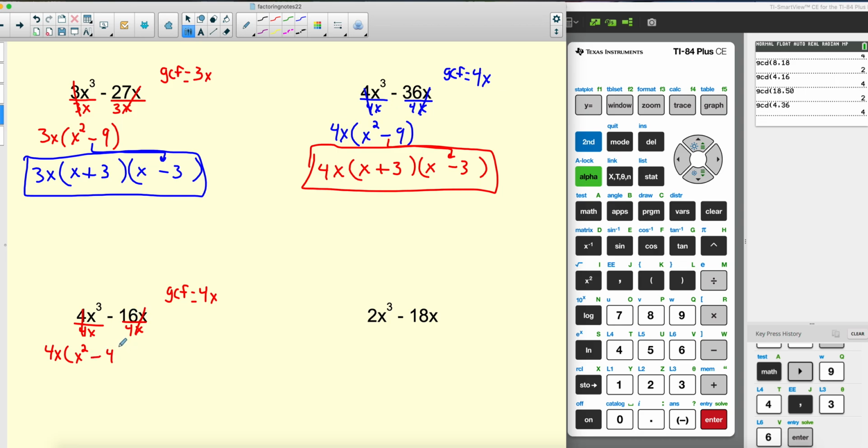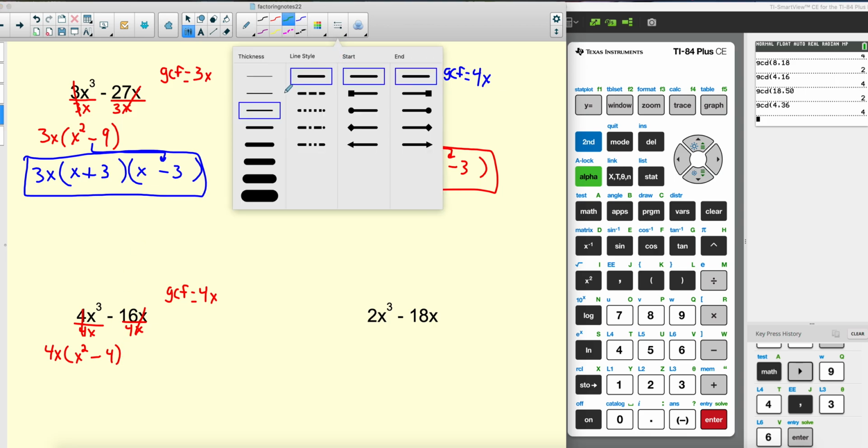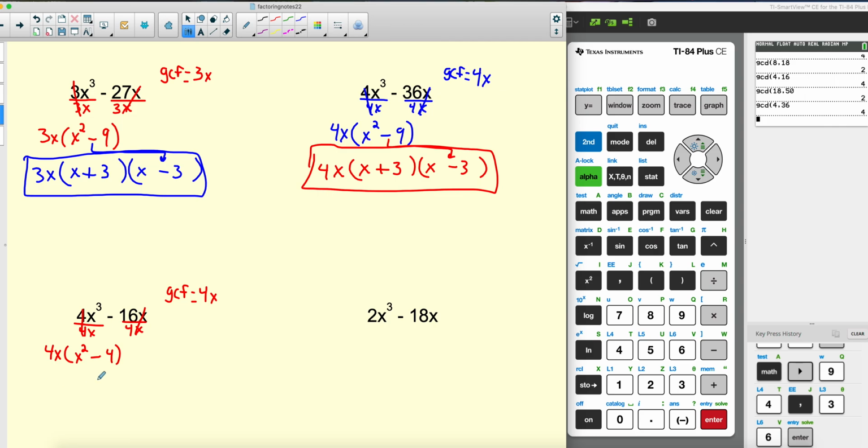Here your x's cancel. You're looking at a perfect square, guys. Well, we know what to do with perfect squares. 2 sets of parentheses. Minus to the right. First sign's a plus. The square root of x squared is x. The square root of 4 is 2. And your GCF of 4x comes down.